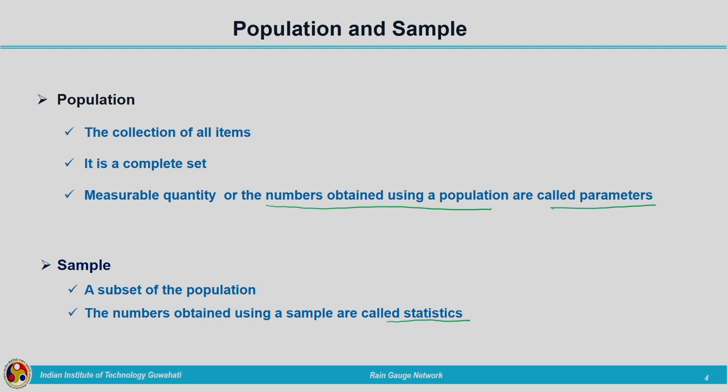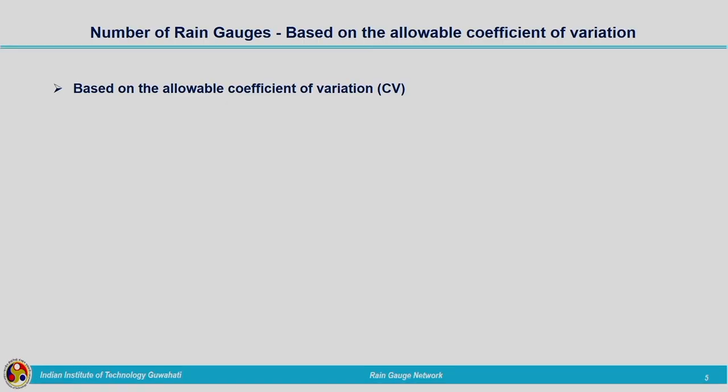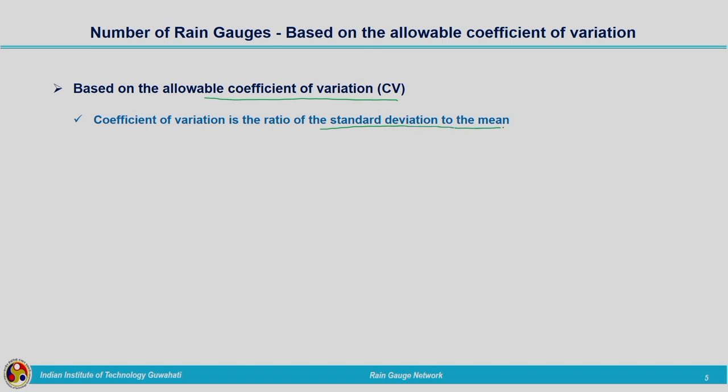So, why am I talking about population and sample here? This coefficient of variation, in the first method of getting the optimal number of rain gauges, we are talking about the sample. We are not dealing with the population. We will come to it. The first method for attaining the optimal number of rain gauges is based on the allowable coefficient of variation. What is meant by coefficient of variation? Coefficient of variation is the ratio of the standard deviation to the mean.